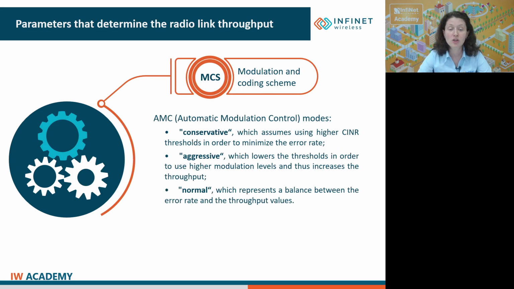The InfiLINK XG and XG1000 devices support the automatic modulation control feature. There are 3 available modes: conservative, which assumes using higher CINR thresholds in order to minimize the error rate; aggressive, which lowers the thresholds in order to use higher modulation levels and thus increases the throughput as well; and normal, which represents a balance between the error rate and the throughput value.